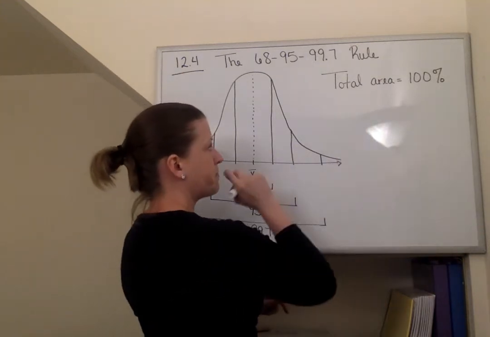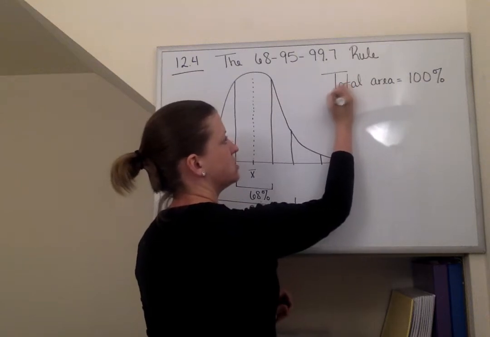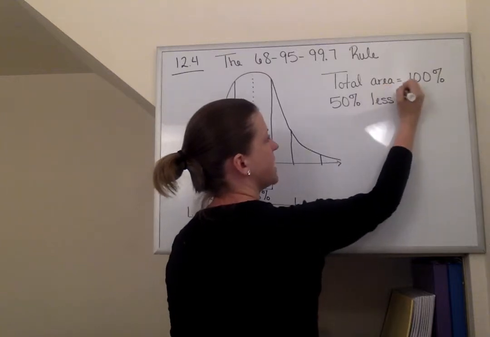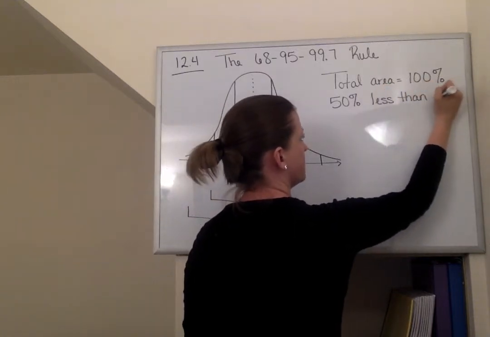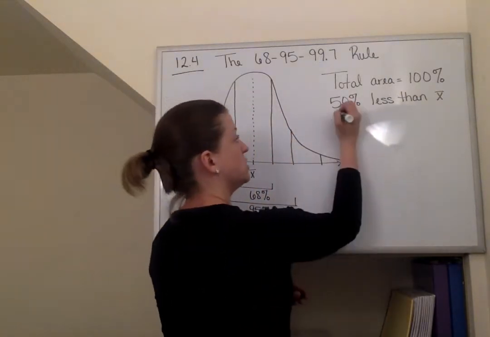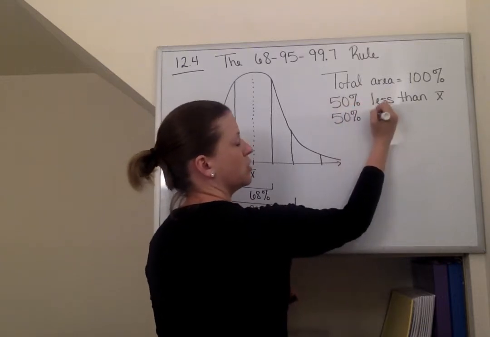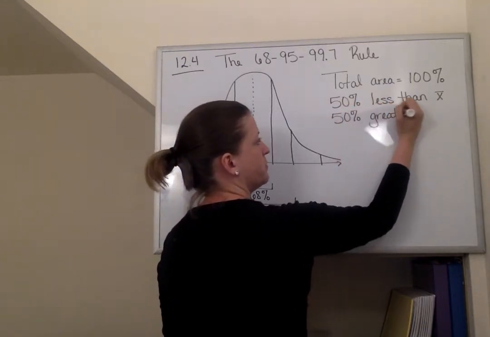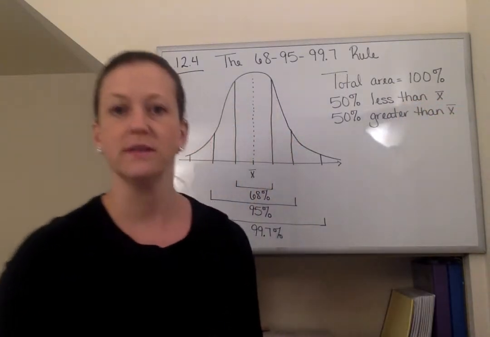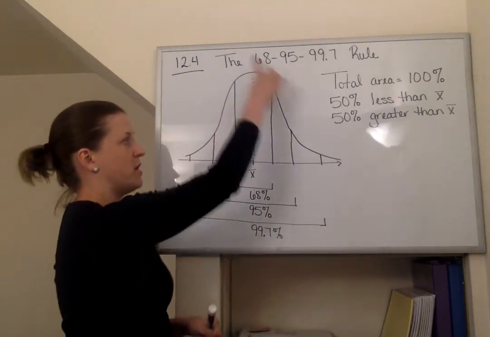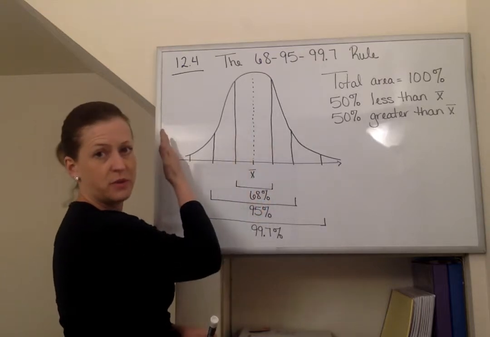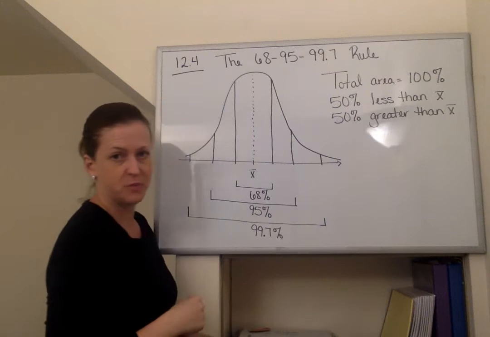So the percentage less than the mean is about 50%. The percentage greater than the mean is also about 50%. If I were to draw my bell curve, my mean would be right smack in the middle. Less than that would be 50%. More than that would be 50%.